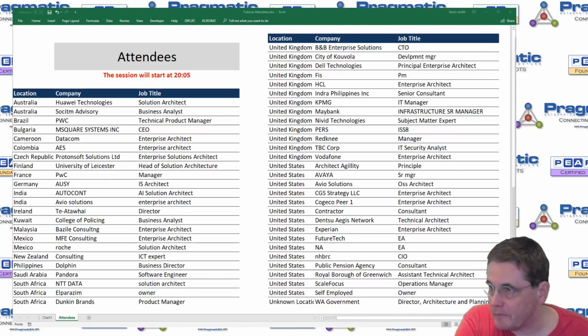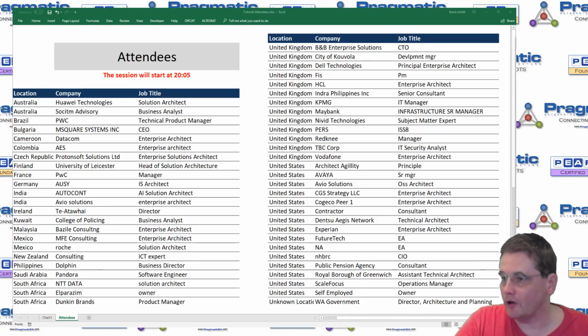I just put this up here to show you the people who said they were going to attend this session. Quite a mixed bag there, really. Various companies from all over the world, so it's good to see quite a lot of people interested.